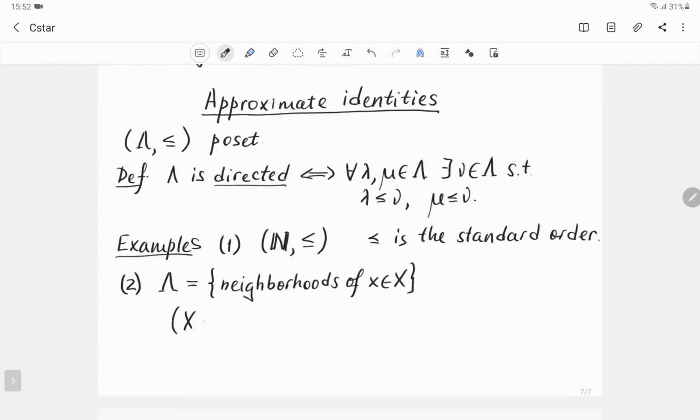So here big X is an arbitrary topological space. And the order relation is the reverse inclusion. In other words, a neighborhood is bigger in the sense of our order relation if it is smaller as a set. So obviously it's a directed set, because if you have two neighborhoods of the same point, we can just take their intersection, which dominates both the neighborhoods.